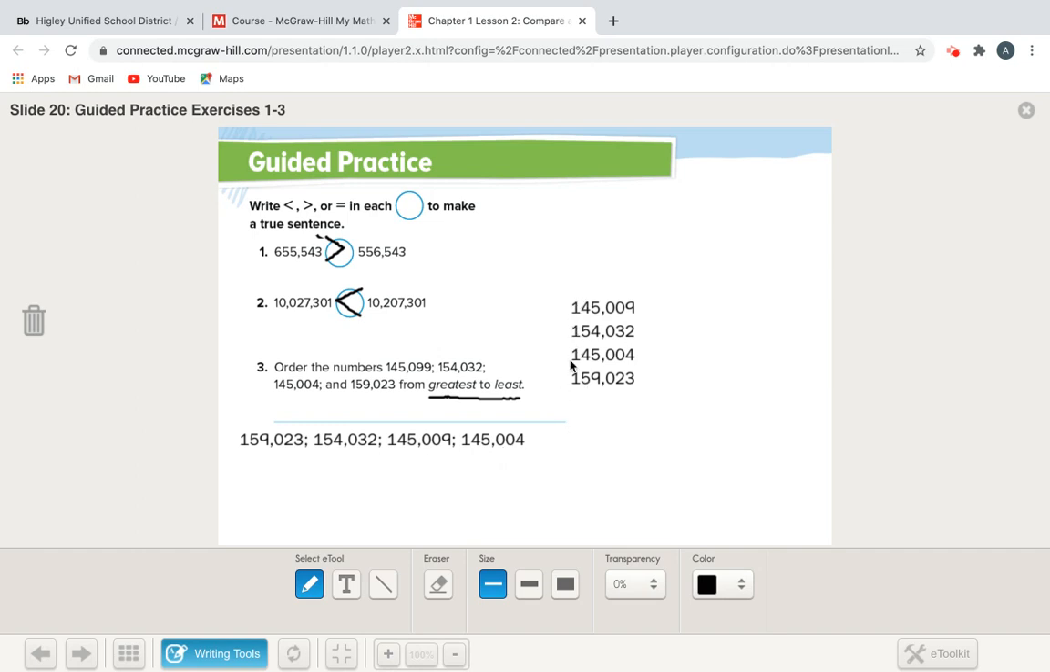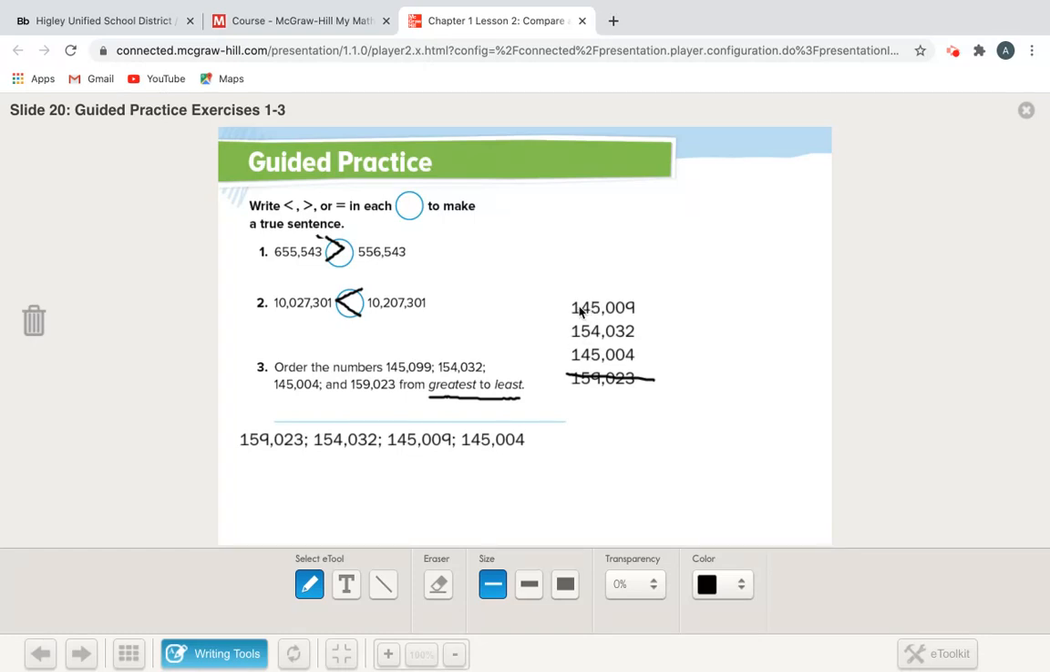So when I looked, all of them were ones. I moved on. I had 4, 5, 4, 5. Okay, so I know I just need to look at these ones. And then 4 and 9. So this is my greatest. I'm going to cross that out so I don't confuse myself and write that down.